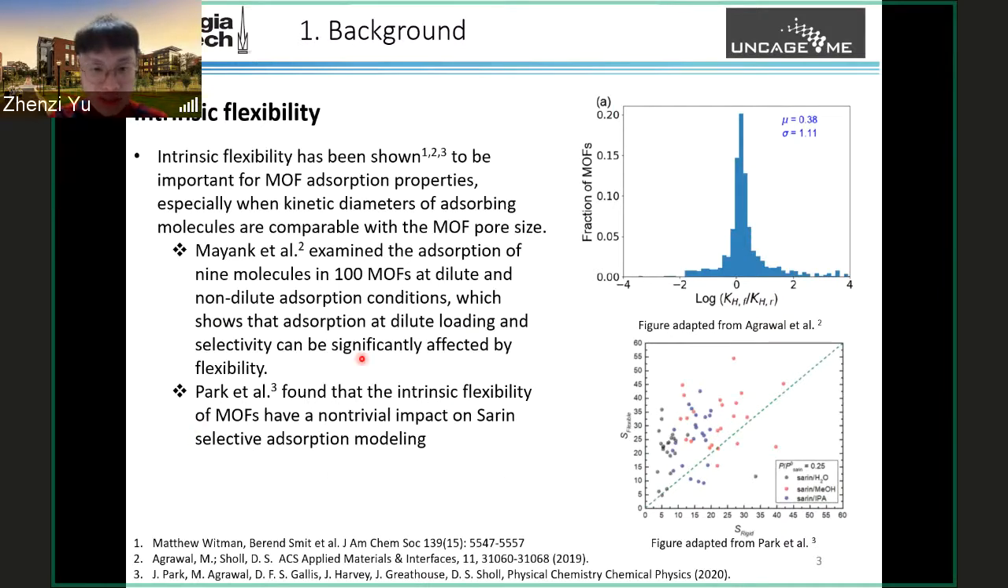The second example is that Park and his co-workers found the intrinsic flexibility of MOFs has a non-trivial impact on selectivity in adsorption modeling. As you can see from the figure on the bottom, the x-axis is the selectivity from the rigid structure, and the y-axis is the selectivity after taking intrinsic flexibility into consideration. We can see these two values are not consistent with each other.